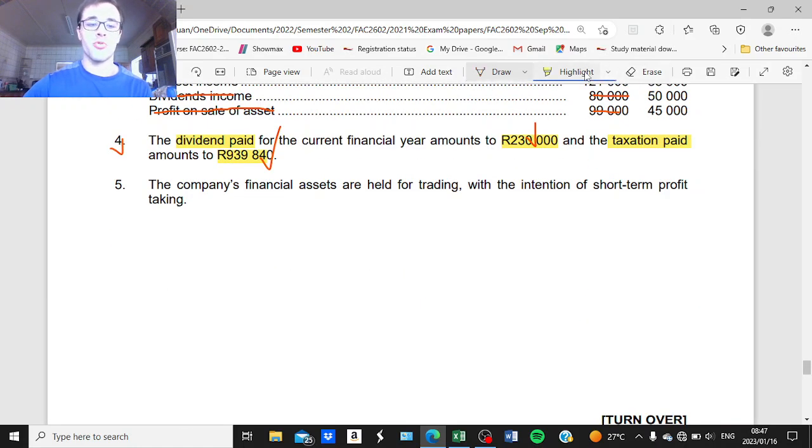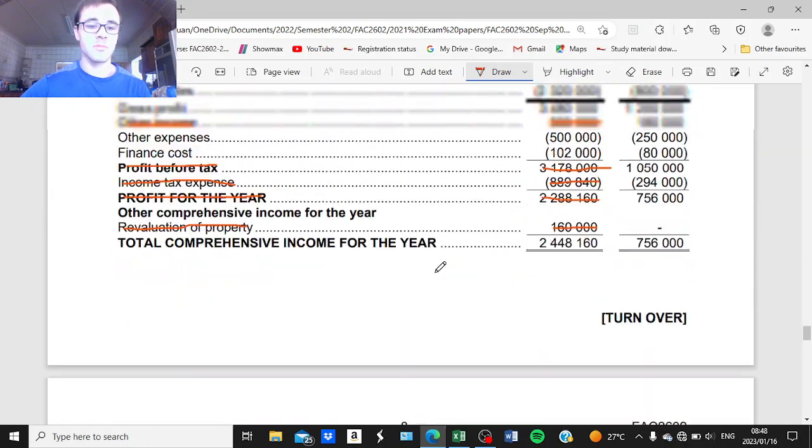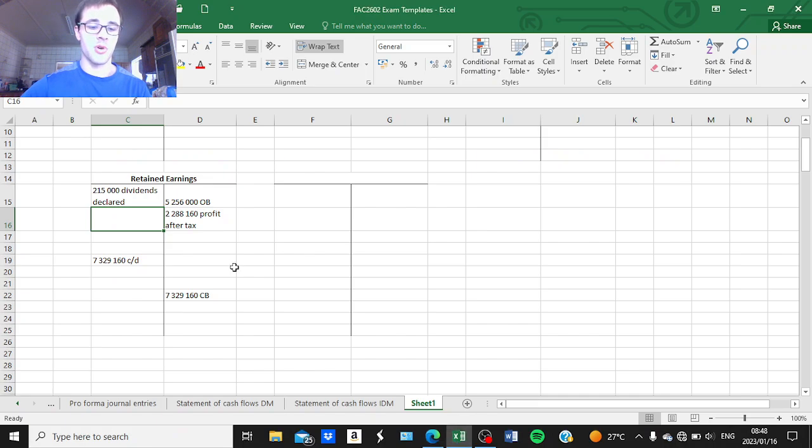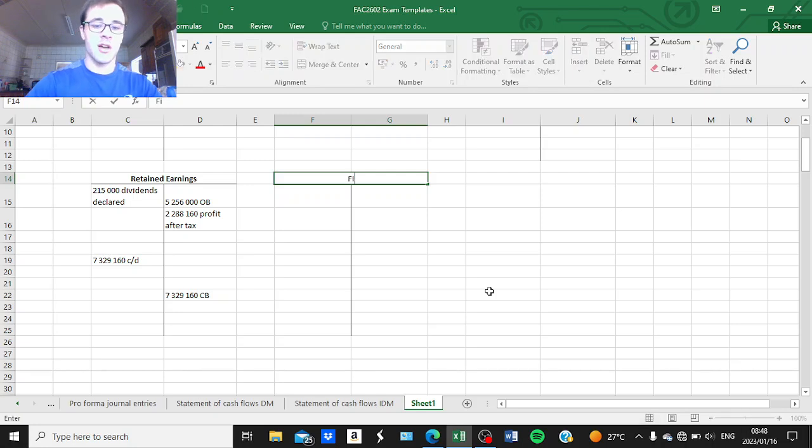And then additional information point 5, the company's financial assets are held for trading with the intention of short-term profit making. So any cash flow that has occurred in respect of financial assets must be shown in the operating activity section because the financial assets are held for trading purposes. All right, so let us draw up a general ledger account for financial assets that would be recognized at fair value through profit or loss.